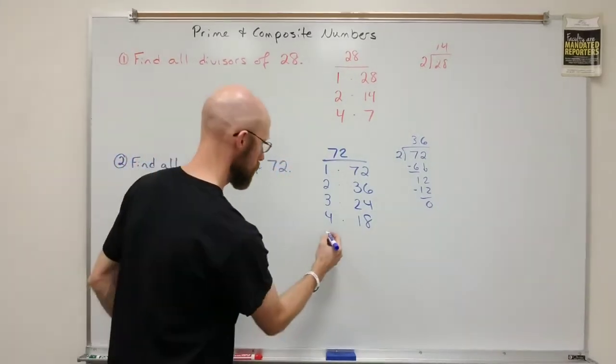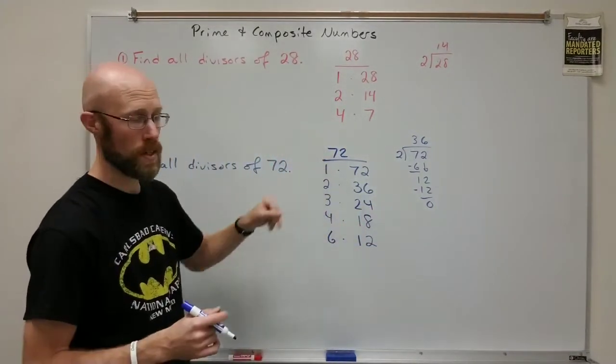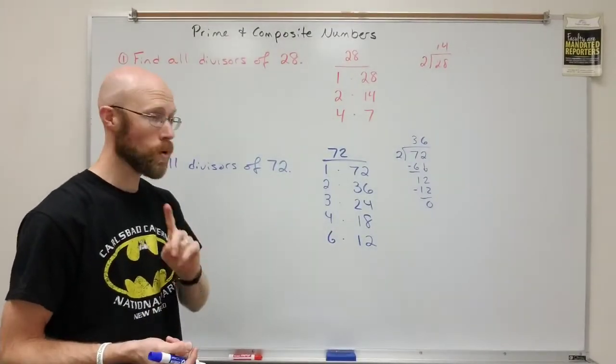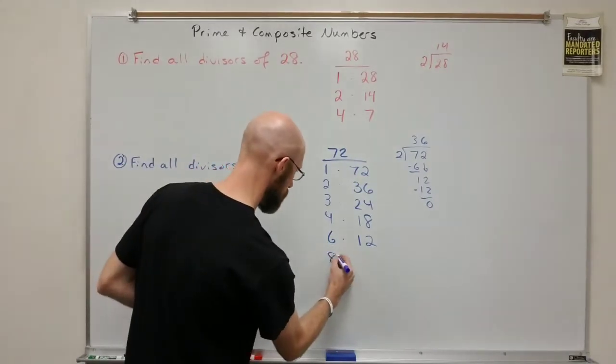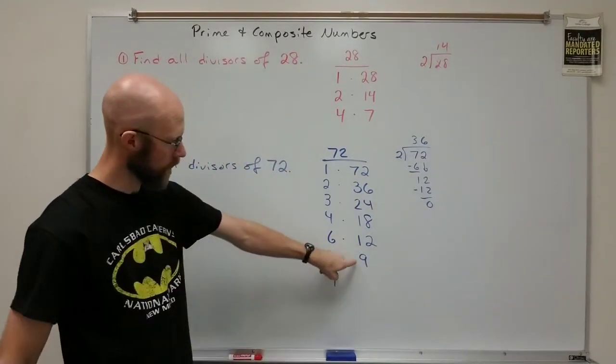6 is. 6 divides 72 12 times. 6 times 12 is 72. 7 will not work. 8 will. 8 times 9. And then I try 9. Well, as soon as I hit 9, I have it repeated.